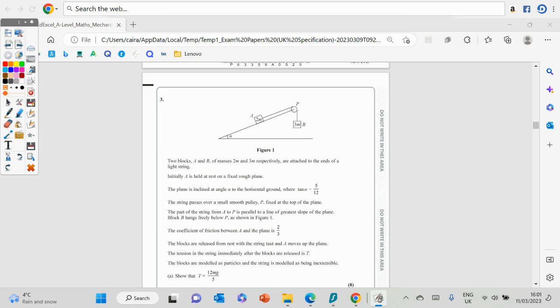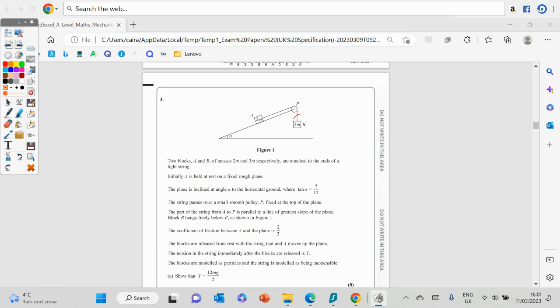The blocks are released from rest with the string taut, and A moves up the plane. The tension in the string immediately after the blocks are released is T. The blocks are modelled as particles and the string is modelled as being inextensible. Show that T is 12mg/5. Alright. To be fair, reading that, we're not actually told very much, are we?